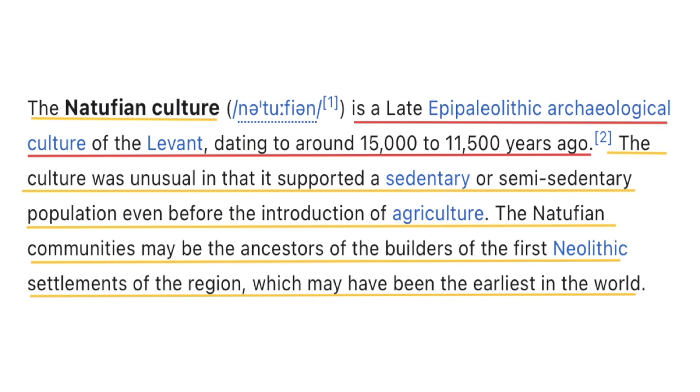The culture was unusual in that it supported a sedentary or semi-sedentary population even before the introduction of agriculture. The Natufian communities may be the ancestors of the first builders of the first Neolithic settlements of the region, which may have been the earliest in the world. So the Natufians were early agriculturalists and they were early builders.